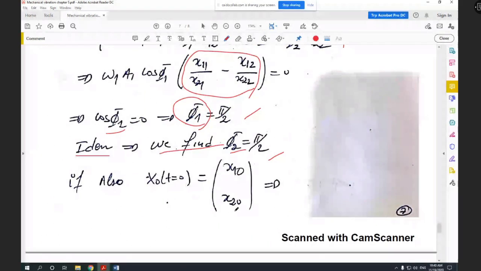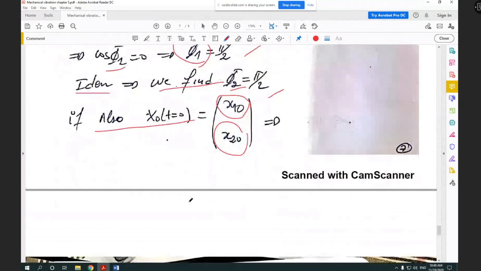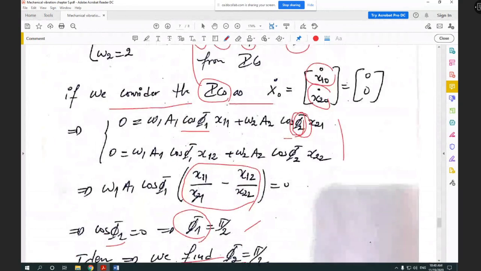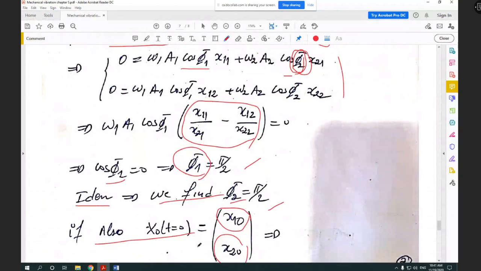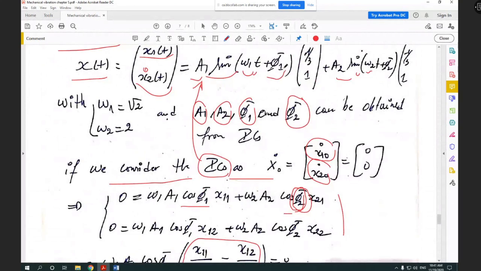Okay, so we suppose that at time equal to 0, x0 will be equal to x1 0, x2 0. That means this is the initial position of the first mass, and this is the initial position of the second mass. We can now substitute the initial position in the solution here. Of course phi 1 and phi 2 are already obtained. We replace time by zero.